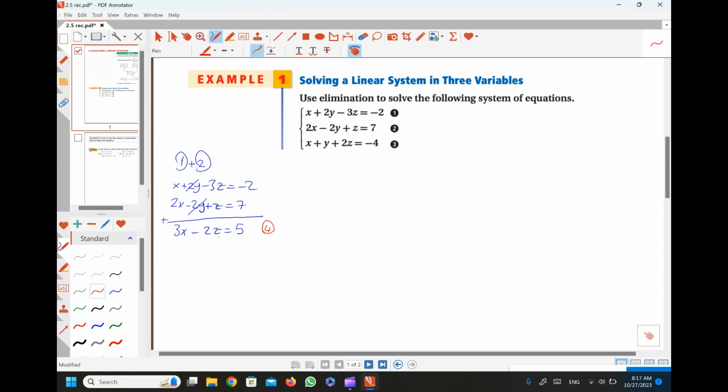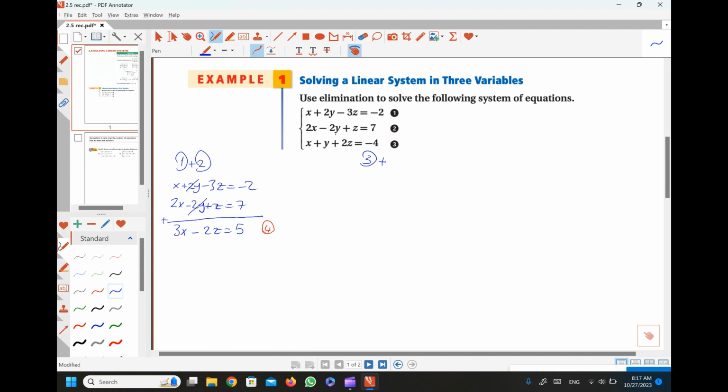I need another pair to solve for x or z, right? With only one equation with two variables, I cannot find the answer. I need another equation. So I need to generate another equation by using another pair. I already used 1 and 2. 3 is left. So I'm going to use 3 with one of the other equations. So you are going to add 3 to one of the other equations. It doesn't matter which equation to pick, but try to pick the easy one for you to eliminate.